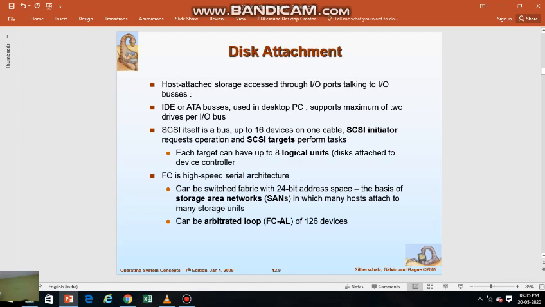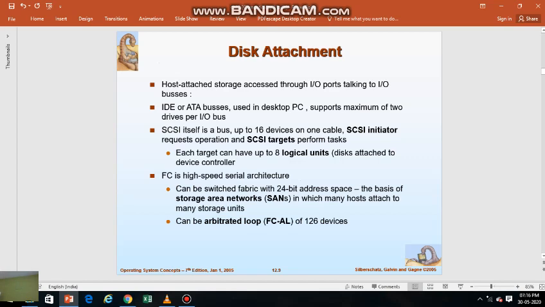Now, if I consider the host attached storage, this is accessed via the input-output ports. These input-output ports are available in several technologies like IDE or ATA, SCSI, and fiber channel. The typical desktop PCs use an input-output architecture called IDE or ATA. This architecture supports a maximum of 2 drives per input-output bus. Okay, it can support only 2 drives per input-output bus.